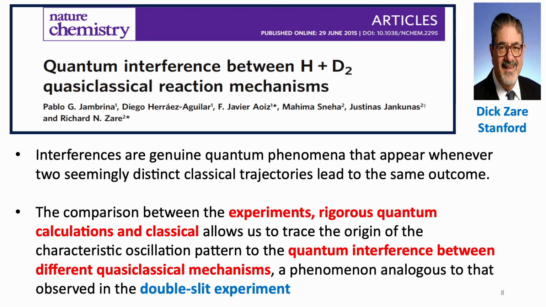So the first experiment I would like to mention where interference was important is taken from the article by Dick Zare at Stanford and his group, published in Nature Chemistry back in 2015. They talk about the scattering between hydrogen and deuterium D2, and they look at the cross-section of the scattering, and they see oscillations in the results that cannot be explained with the classical trajectories. Just to summarize the main conclusion of this paper, they said interferences are genuine quantum phenomena that appear whenever two seemingly distinct classical trajectories lead to the same outcome.